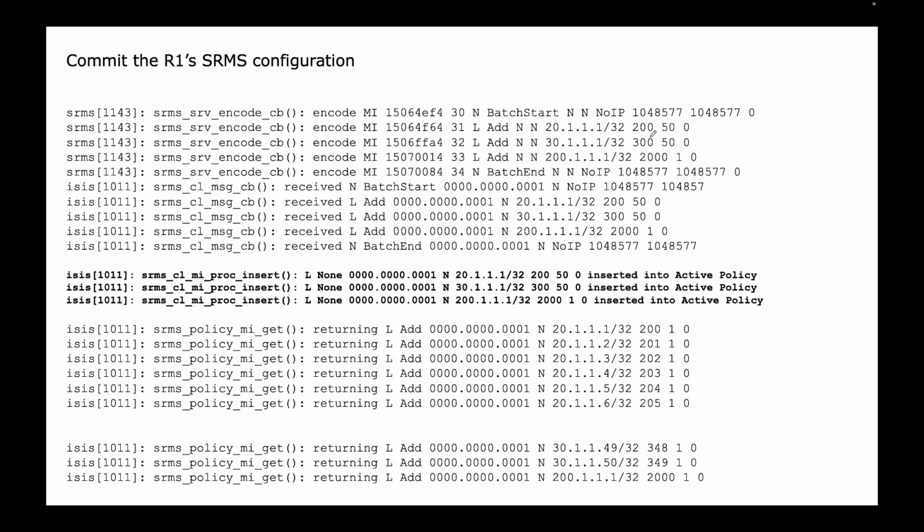So this is the debug capture on the R1 router. When we first configure the SRMS on R1, the client receives those entries and then inserts them into the active policy. After that, it starts calculating the SID index value for each and every prefix. And once it calculates the SID index value, it calculates the label for that one based on the SRGB, and it pushes those labels into the label forwarding information base.